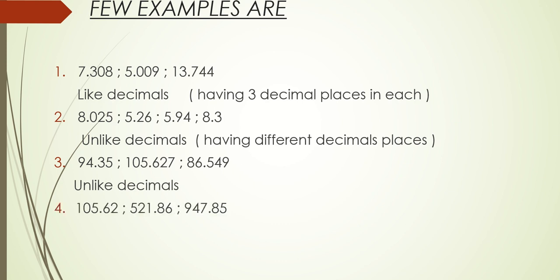Next is 105.62, 521.86, 947.85. Which kind of decimals do we have? Yes, we have like decimals, having the same number of decimal places. In the first one, I have 2 decimal places. In the next number, again I have 2 decimal places. In the last one, again I have 2 decimal places.